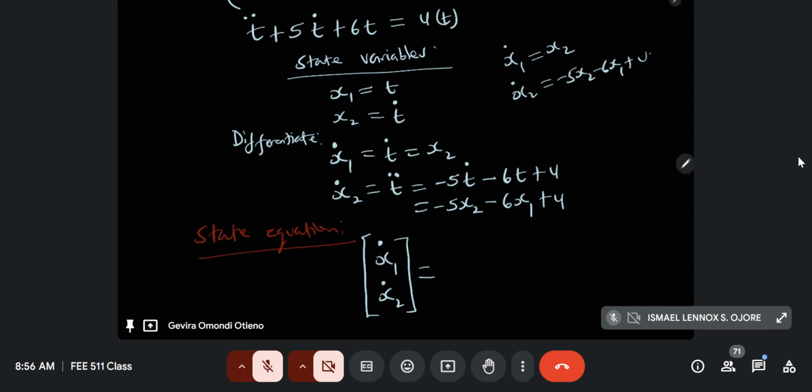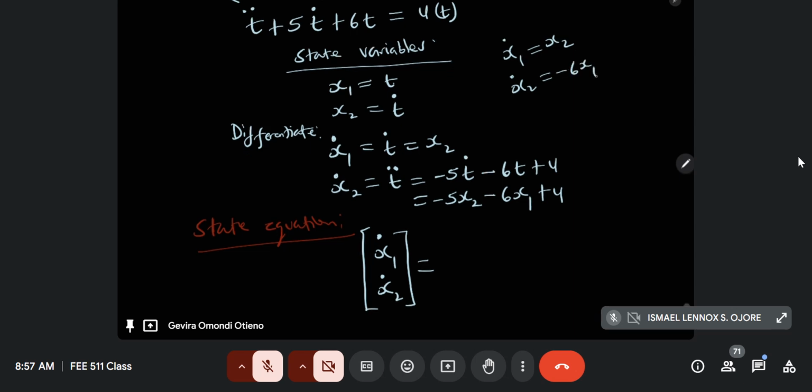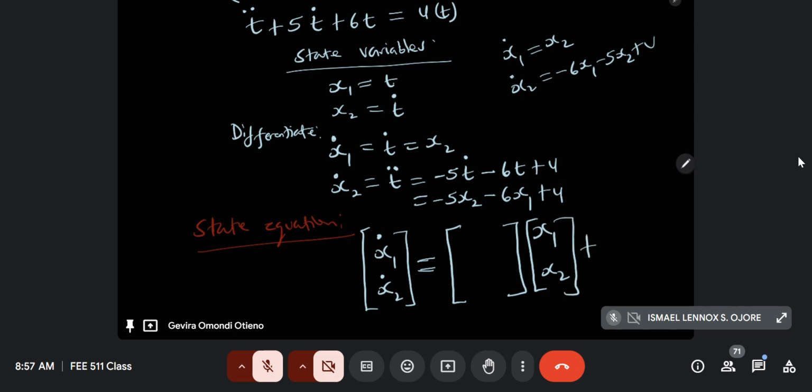I can even write this properly so that I don't confuse you. I can write it as minus 6x1. So I start with x1, minus 6x1 minus 5x2 plus u. So let's write this in terms of a matrix, because you need a matrix here, you need a matrix here, then you need x1, x2, then we'll add the u's later.